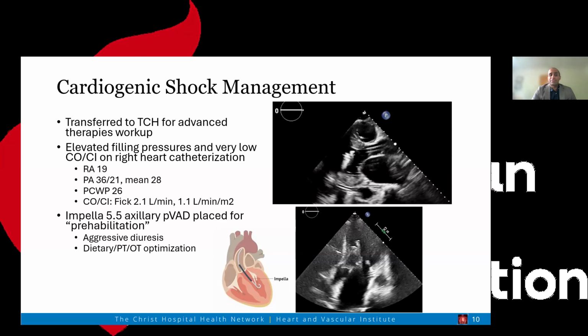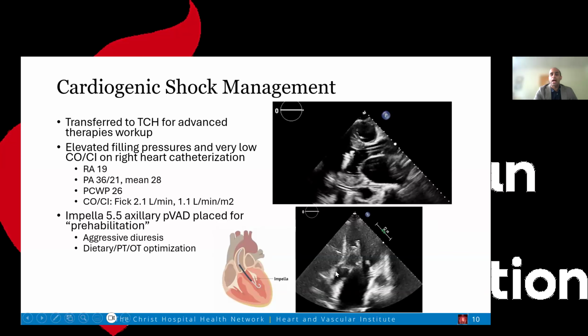We use that device as a form of prehabilitation, basically a way of rehabbing a patient before considering a potential new intervention. And during that time, she was aggressively diuresed with IV Lasix and received dietary optimization as well as PT and OT. And here you can see basically the inflow of the Impella over here, as well as the outflow above the aortic valve. It sits in the left ventricle and above the aortic valve, and you can see that again here as well.